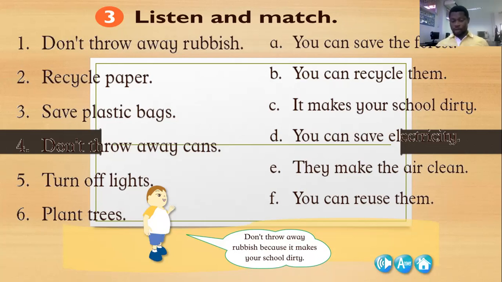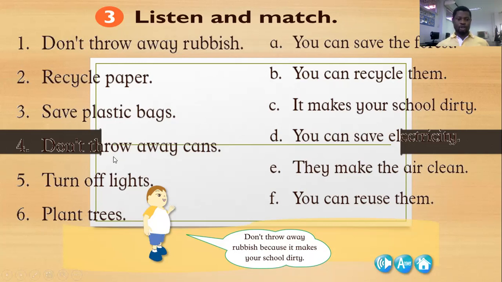Yeah, they make the air clean through photosynthesis. So let's put the answers. 1 says, don't throw away rubbish. It makes your school dirty. That is the answer. Recycle paper. You can save the forest. Next. Save plastic bags. You can reuse them.